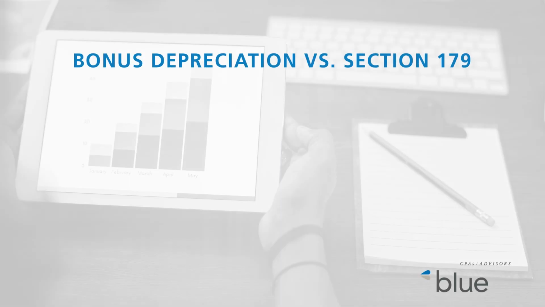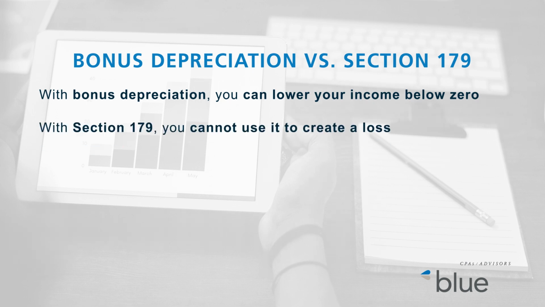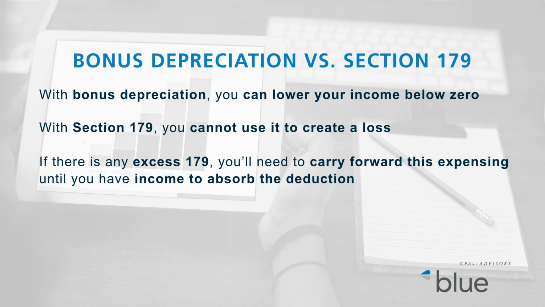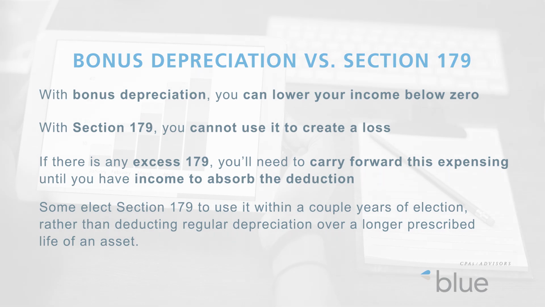One significant distinction is that with bonus depreciation, you can reduce your income below zero, and there are no limitations on this. In contrast, if you choose to elect Section 179, you cannot use it to create a loss. So if there is any excess 179, you'll need to carry forward this expensing until you have income to absorb the deduction. Some choose to elect 179, thinking that they will use it within a couple years of election, rather than over, say, a 7-year prescribed life for an asset.